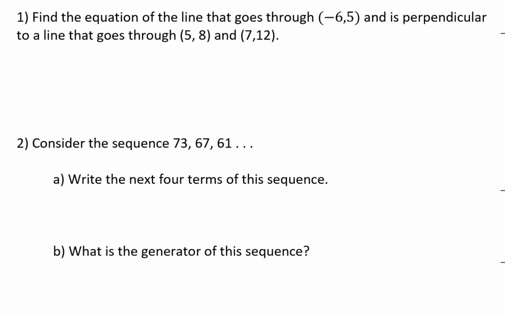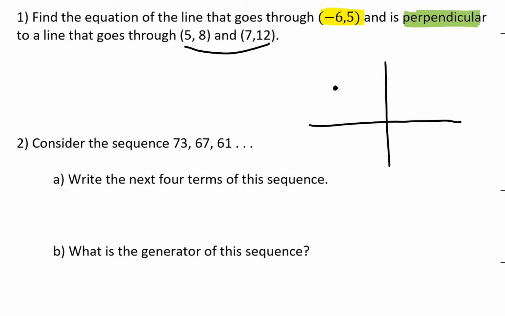So here's the situation in question 1. I'm asked to find the equation of a line that has two properties. One is that it has to go through this point, and the other is that it has to be perpendicular to a particular line. So if you just think about this, let's say that I'm over at negative 6, 5. Here's this point that we're talking about, and I don't know what this line is. We're going to look at that.